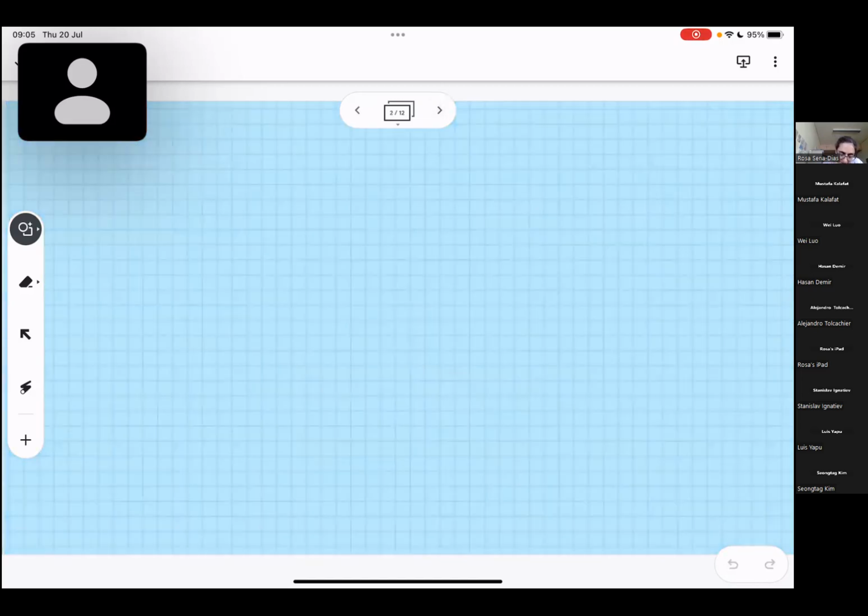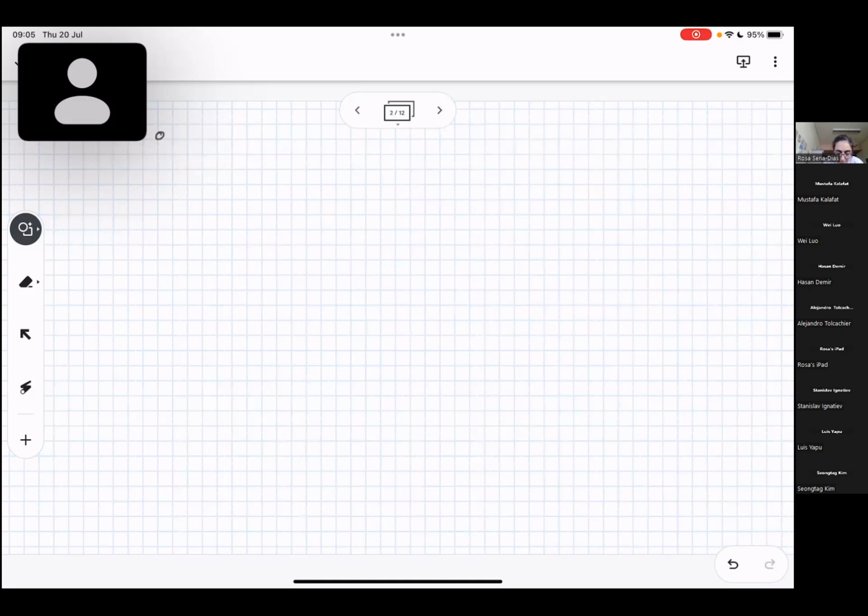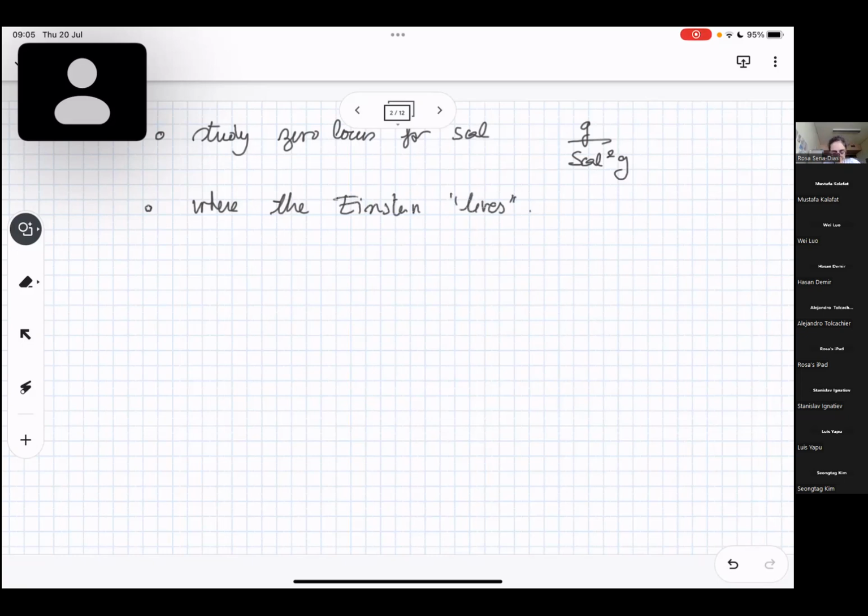And then we need to study the zero locus of the scalar curvature, because if you have a formula like this, it will only be defined where scalar is non-vanishing. So you need to figure out where scalar vanishes. And then if you can do all of that, you need to understand where the Einstein metric lives, that is, its underlying space.